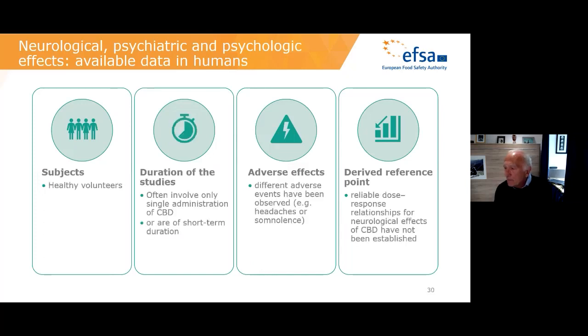The next slide, please. There have been a few studies in healthy volunteers, but generally speaking, they've really involved only single administration of CBD and are of short-term duration. And here, again, adverse effects have been seen. So there are different ones: headaches, somnolence, nausea in some cases, which sometimes resolves and sometimes doesn't. And it means that we have not been able to establish a reliable dose-response relationship for neurological effects. These are clearly a problem, and we need to be able to clarify these. Next slide, please.